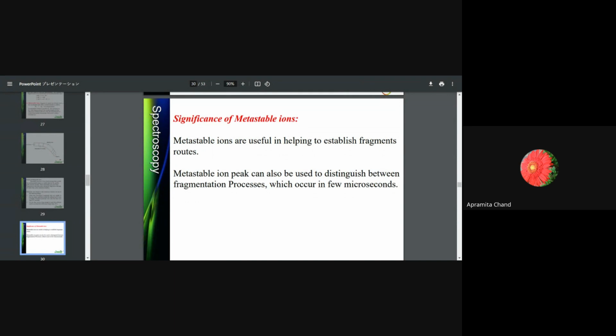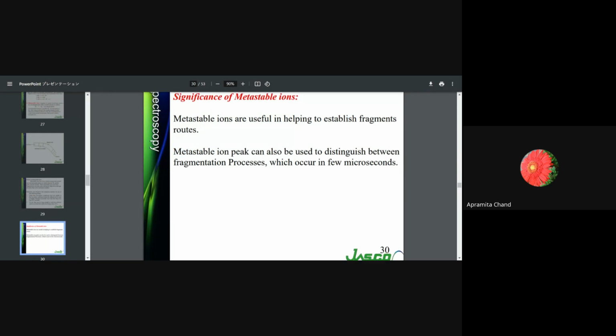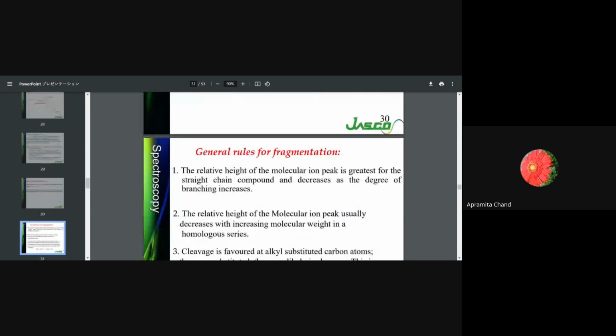But how do these metastable ions, in case they're there, help establish the structure? Because they are used to distinguish between the different fragmentation processes. So how fragmentation happens in a molecule, you can find out through the metastable ion peaks.